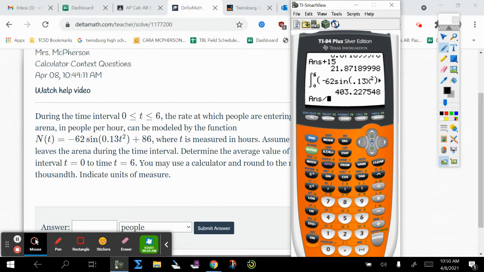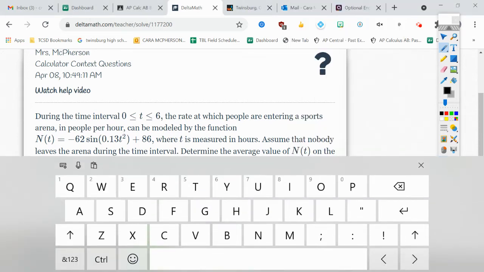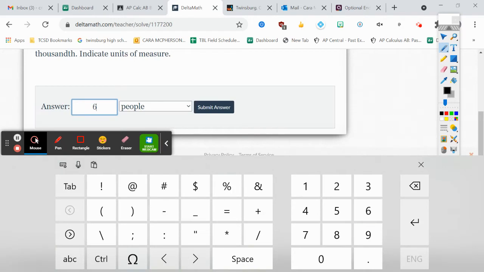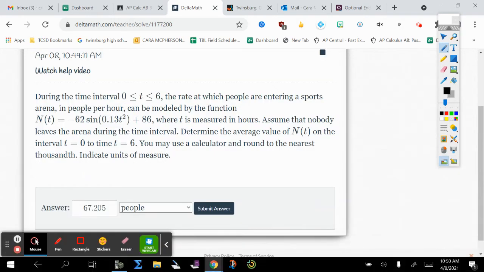And then I'm going to take that answer divided by 6. I am going to the nearest thousandth again, so 67.205. Now we've got to figure out the units.